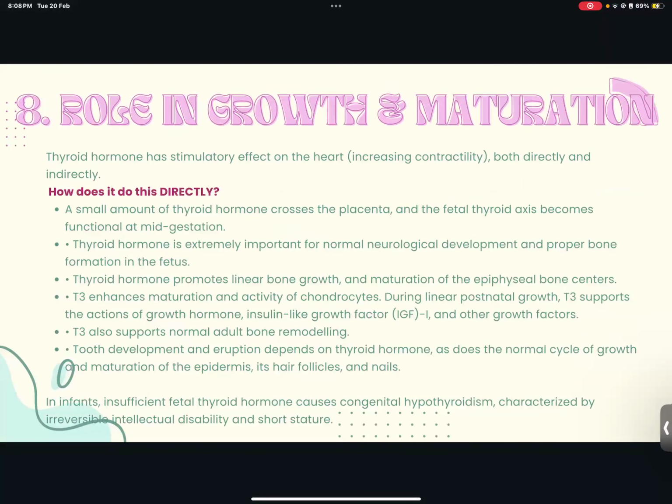And finally, we are going to talk about the roles of thyroid hormone in growth and maturation.